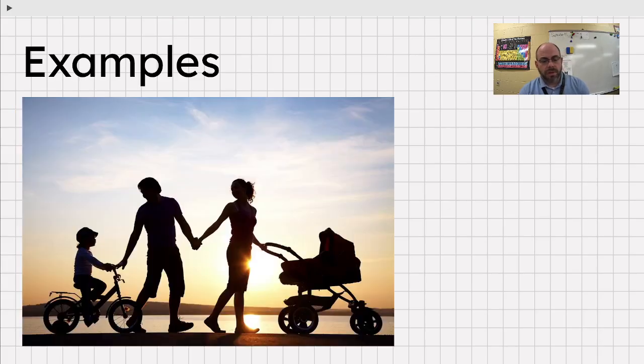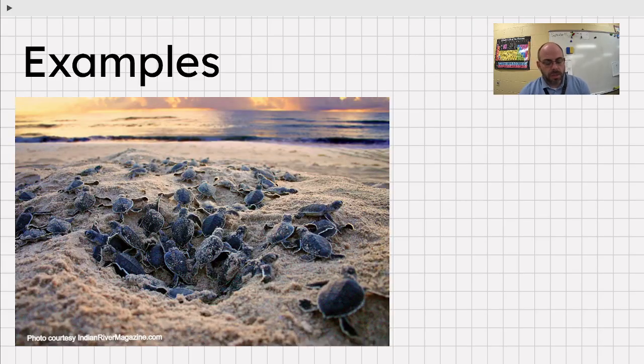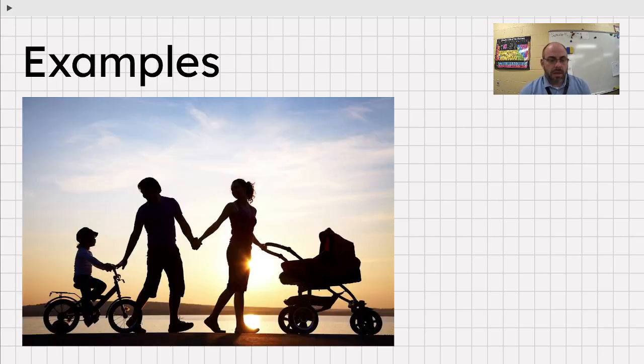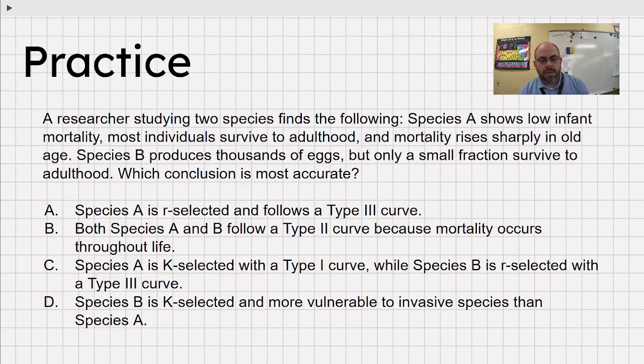Songbirds, I don't have a picture of songbirds. I got people and turtles. Songbirds risk predation throughout life. At any moment the hawk's going to swoop down, suddenly. So that would be a type 2, whereas humans have high parental investment. Even though our kids are desperate to hurt themselves, we try to keep them from doing it. We want them to survive. We want them to do well. It's a great example of a type 1 curve. Mortality doesn't happen until toward the end of the average life expectancy. Very important idea. Let's look at a practice problem.